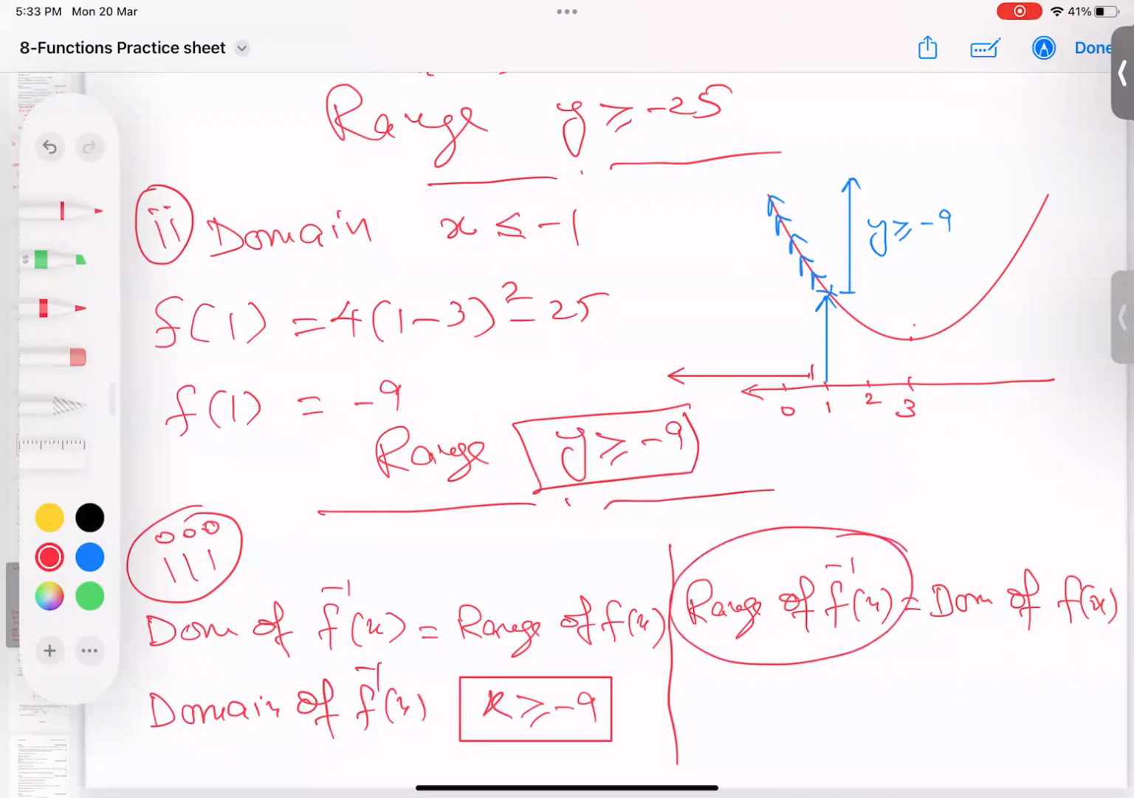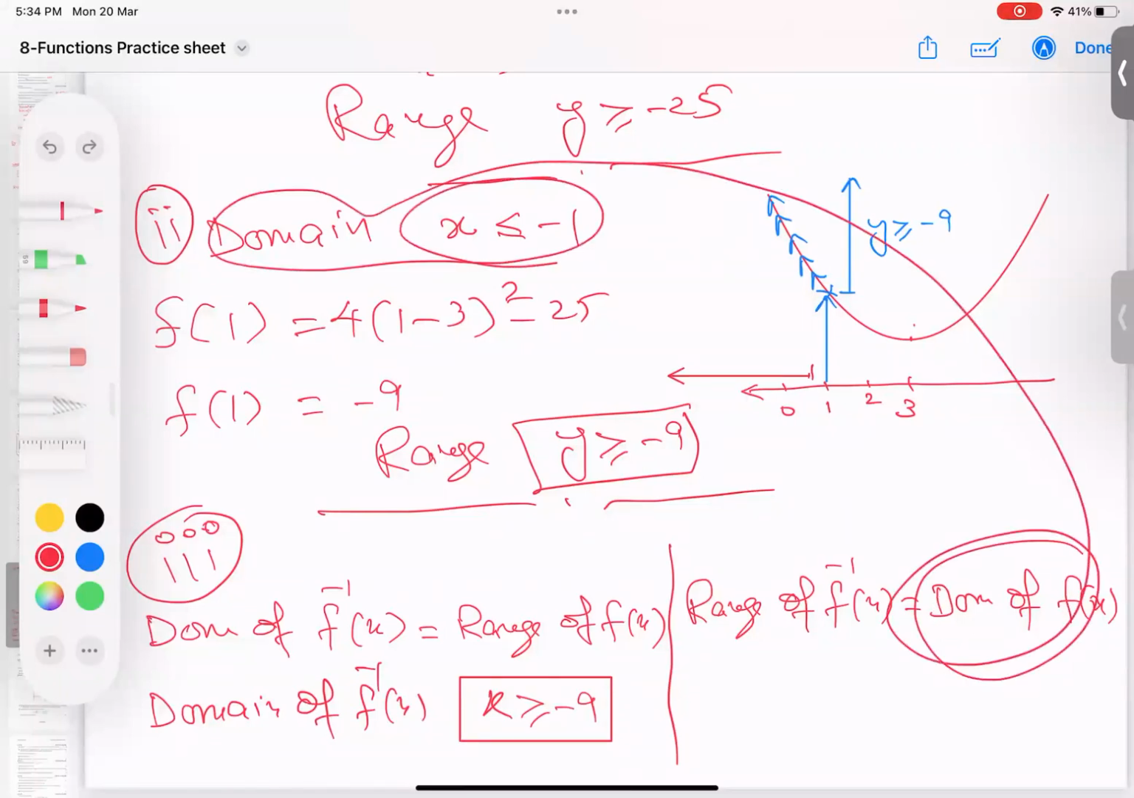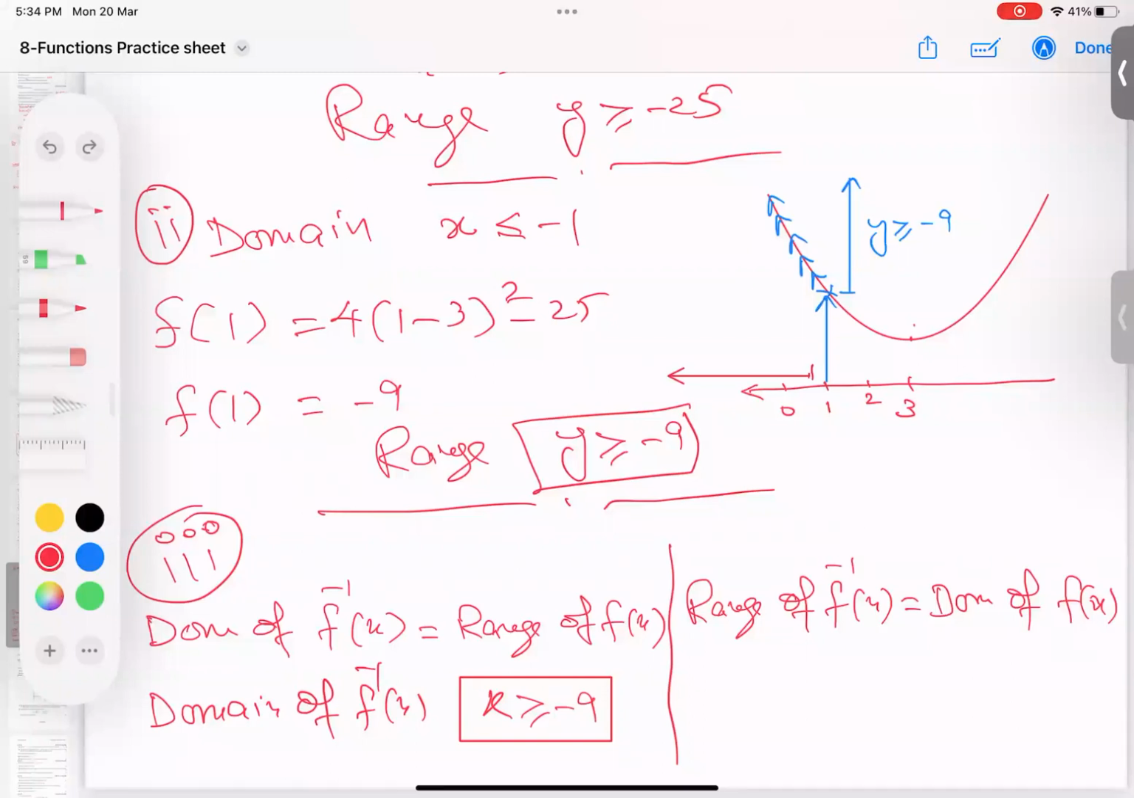What is the range of the inverse function, students? It is the domain of the function. What's the domain of the function? The domain of the function is this: x is less than 1. So what is the range of the inverse function? Finally, I'm writing.